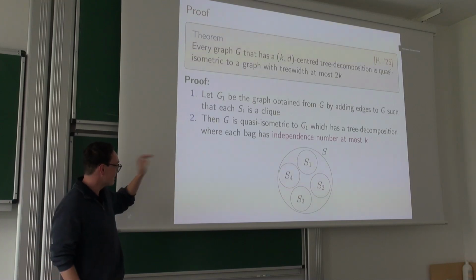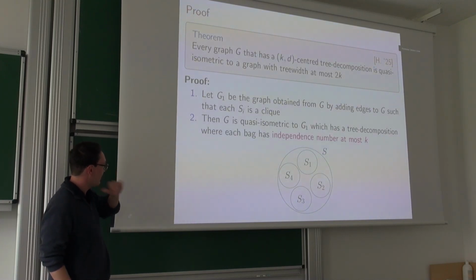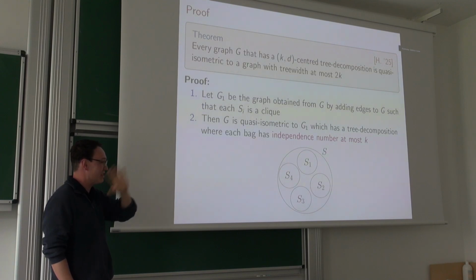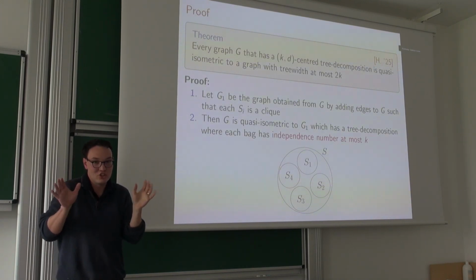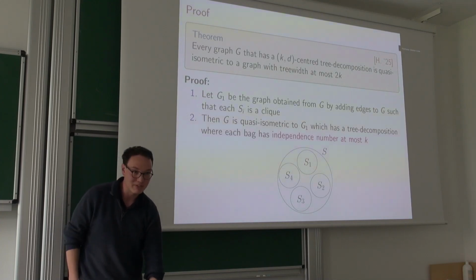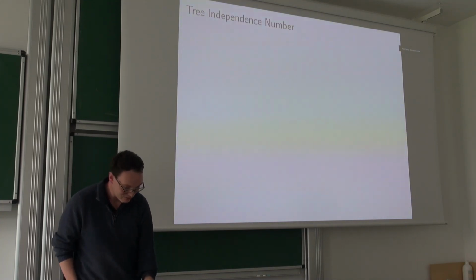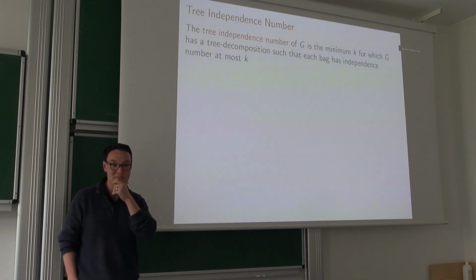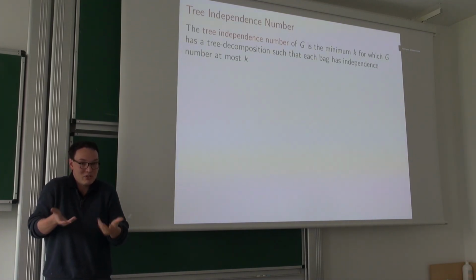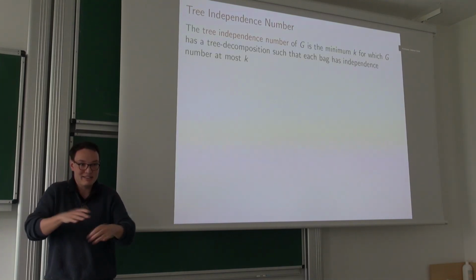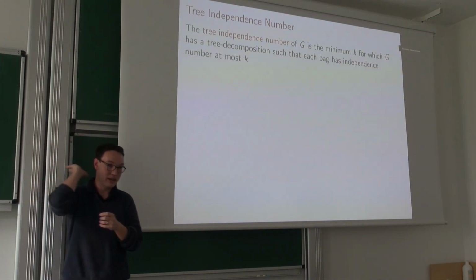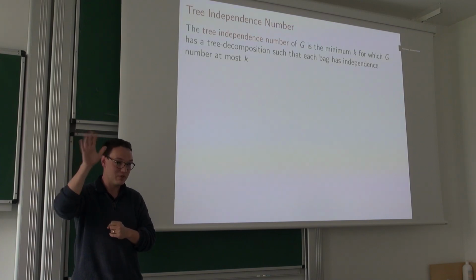Now this type of tree decomposition has actually gained a lot of recent attention under the name of tree independence number. So let me just briefly talk about tree independence number. The tree independence number of a graph is the minimum k such that you have a tree decomposition where each bag has independence number at most k.